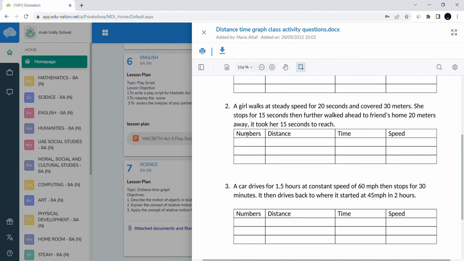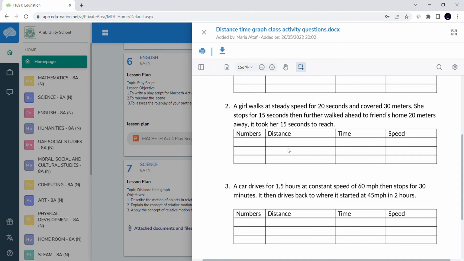So guys, in this number column, as I said, we have to write 1, 2, 3. And then in this distance column, in the first row we have to write 30 meters right over here. And in this time column we have to write 20 seconds. So we have to divide 30 by 20, which is 1.5, and in speed we have to write 1.5. So the first answer is 1.5.